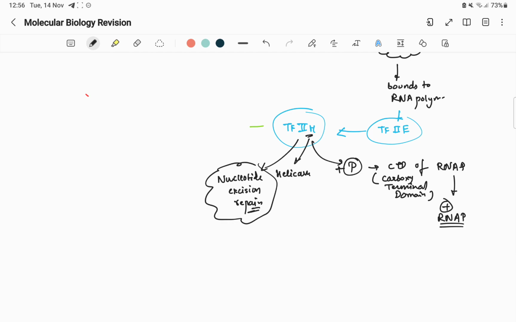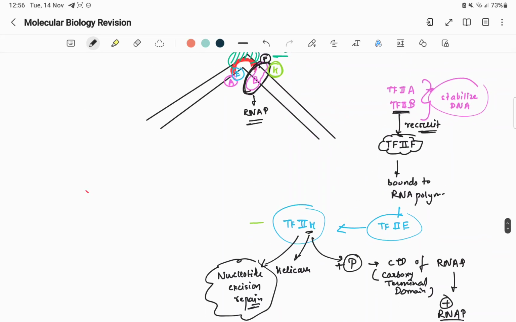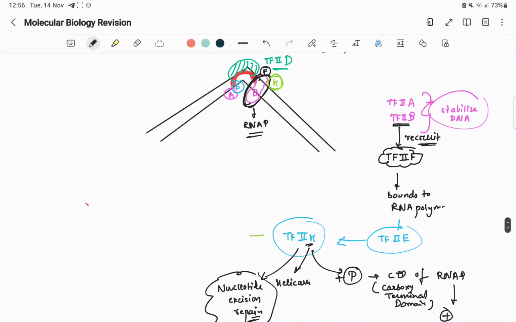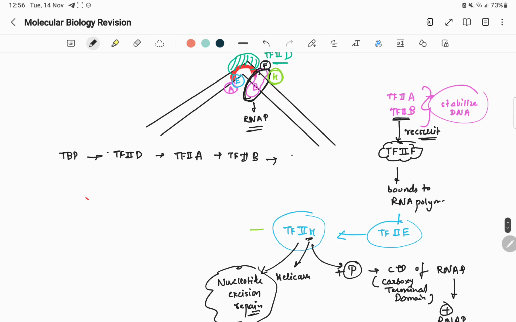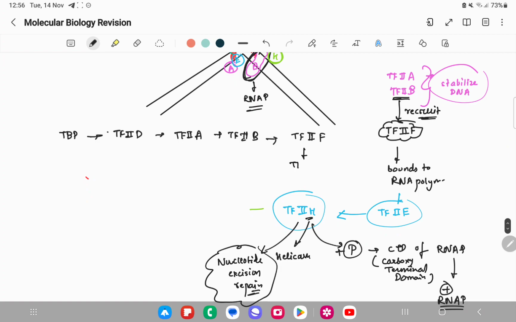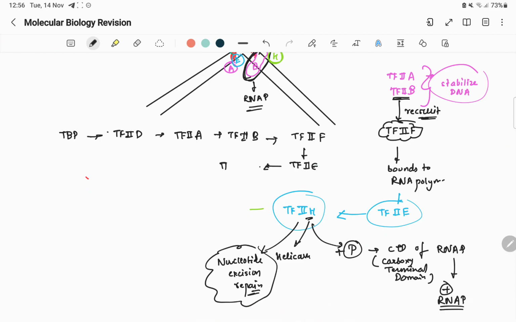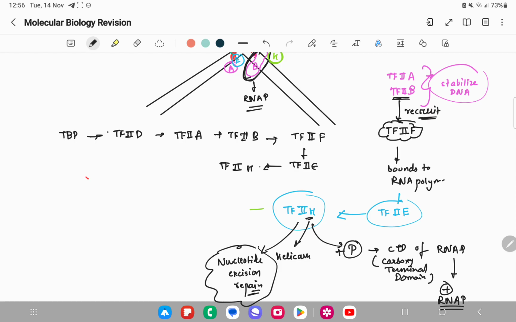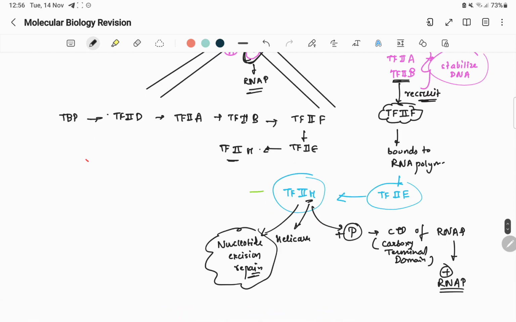So afterwards, what happens? What is the sequence of recruitment? We have first TATA binding protein, which has TFIID. After TFIID comes TFIIA. After TFIIA, we have TFIIB, and TFIIB recruits TFIIF. This TFIIF is binding to RNA polymerase, and TFIIE comes. After TFIIE, it recruits TFIIH, and this TFIIH will activate the RNA polymerase. Understood? So we have DABFEH. This is the sequence of recruiting of the transcription factors.